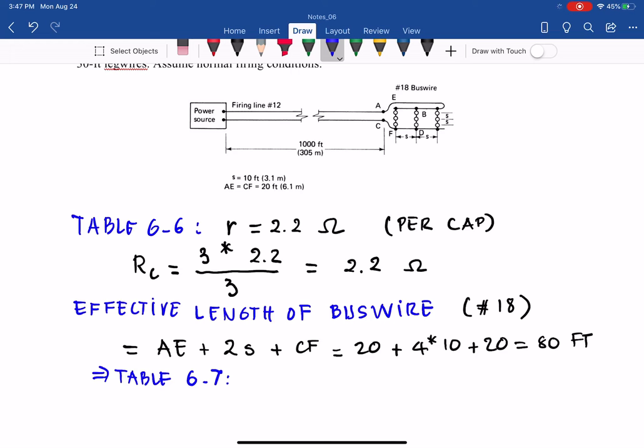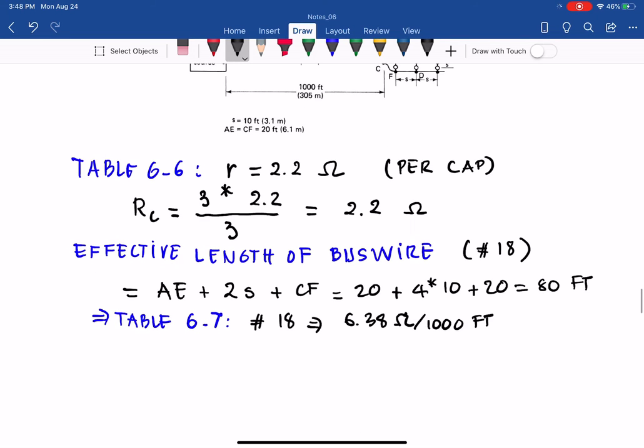It will be the table here for number 18. We have 6.38 ohm per 1,000 feet. And here we only have 80 feet, so we can determine the resistance of the bus wire: 80 feet times 6.38, divided by 1,000 feet, so we will get 0.51 ohm.